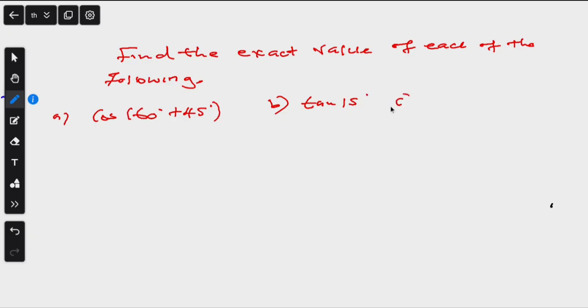Then also have C, which is sine 465. Then D, let's say we have cos 105 degrees. So let's try to answer this, but for you to answer these questions, at least you need to have ideas on special angles. But don't worry, I'm going to explain as I'm answering.